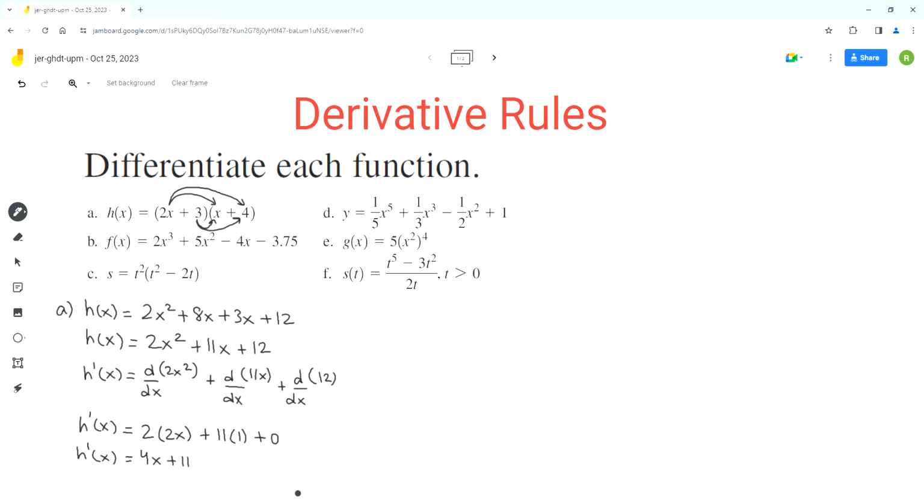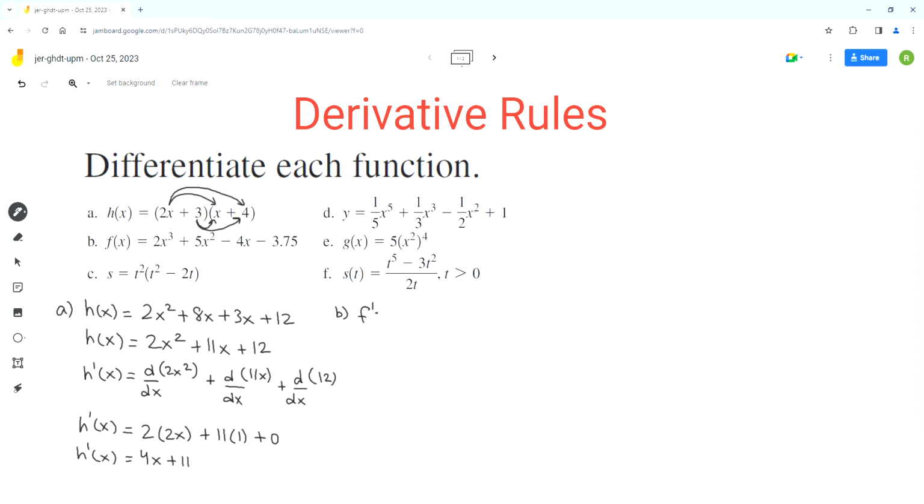So now we can do part B. In part B, we have to find the derivative of this polynomial function. So this is already in standard form. So we just have to use the sum and the difference rules to find the derivative.